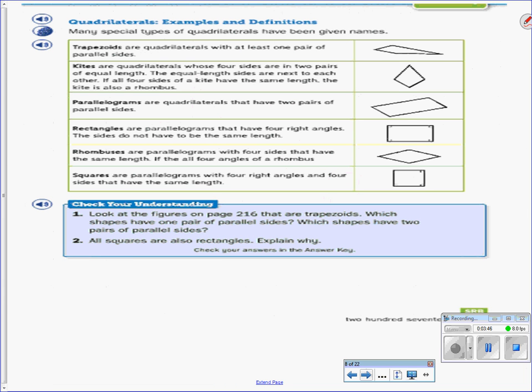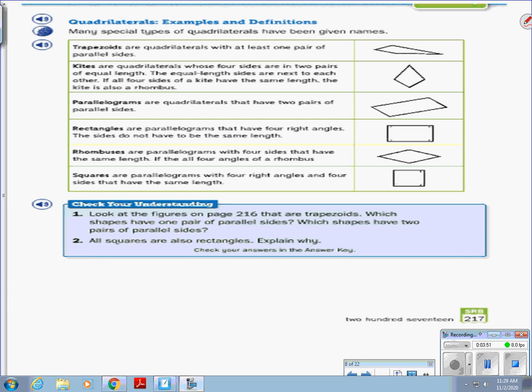All right, and if you were to turn to your student reference book on page 217, right down here in the corner, page 217, it will give you some examples and definitions of the quadrilaterals that we have here. We've got a trapezoid, and it's a quadrilateral with at least 1 pair of parallel sides. And remember, parallel sides are sides that are opposite of each other and they never cross.